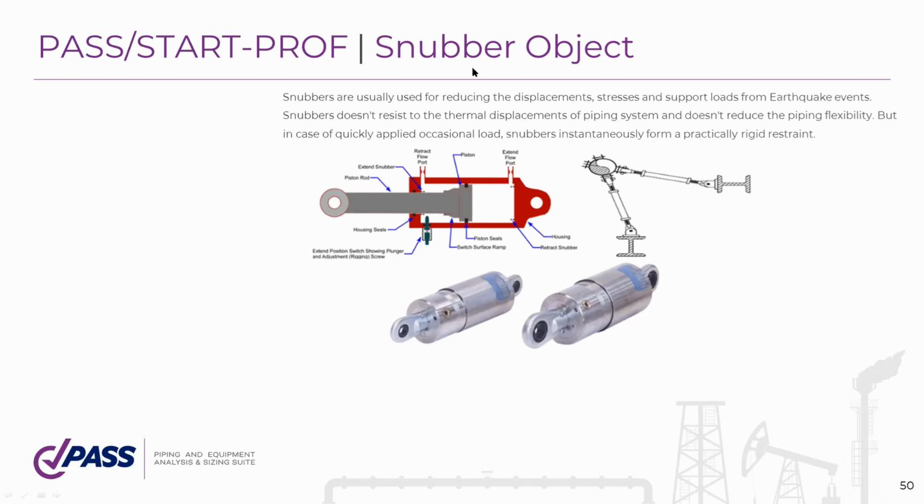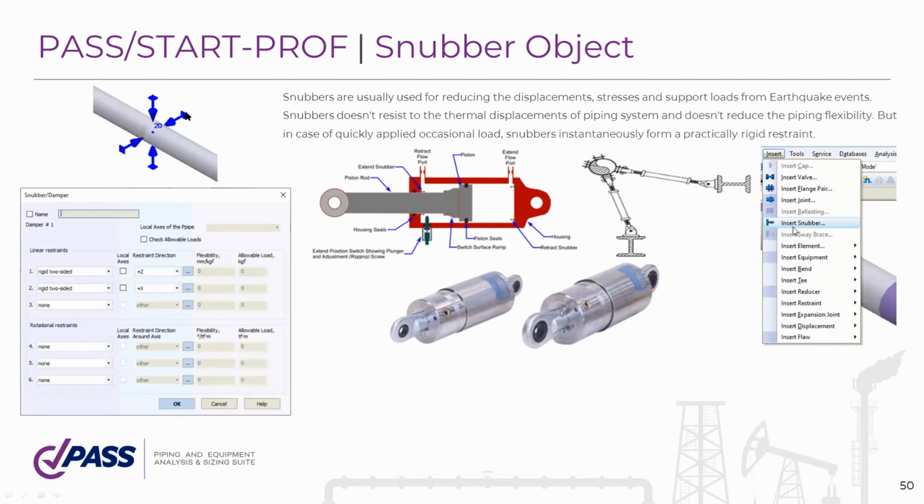Now you can define the Snubber. What is the Snubber? It's used for reducing displacement stresses and support loads from earthquake events. If you apply the load or displacement on this Snubber very slowly, it will deform without any resistance. But if you apply the load quickly, it will work like a rigid element because it has a liquid inside, and the liquid doesn't allow you to quickly deform this Snubber.